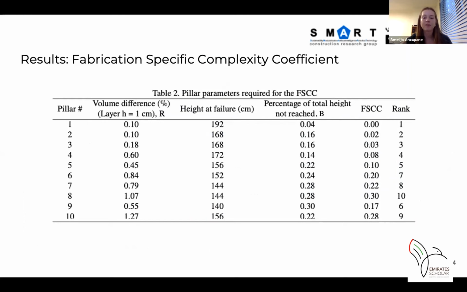In this table, we have summarized the results for the Fscc, and you can also see the intermediary values for the ease of printing and resolution for each pillar. For example, for pillar 2, the resolution was 0.1 and height at failure 168 centimeters from 200 centimeters. So 32 centimeters were not reached, which is 0.16 of 200 centimeters, which gives us the value for ease of printing. Multiplying the resolution and ease of printing gives us a value for Fscc, which when rounded gives us 0.02.